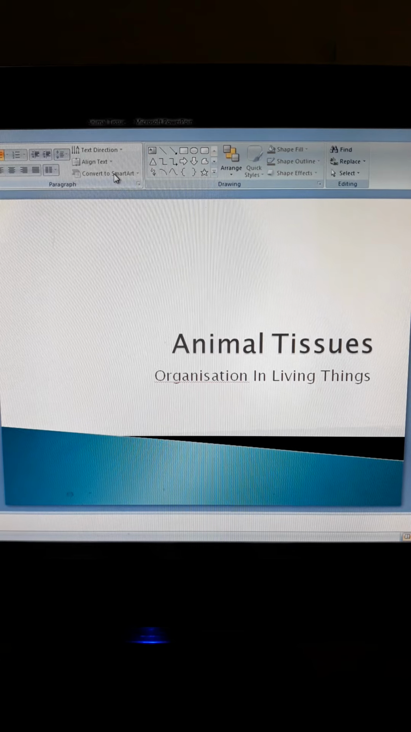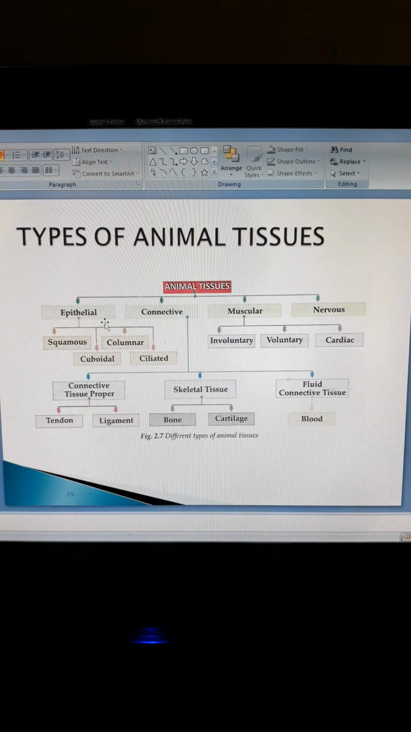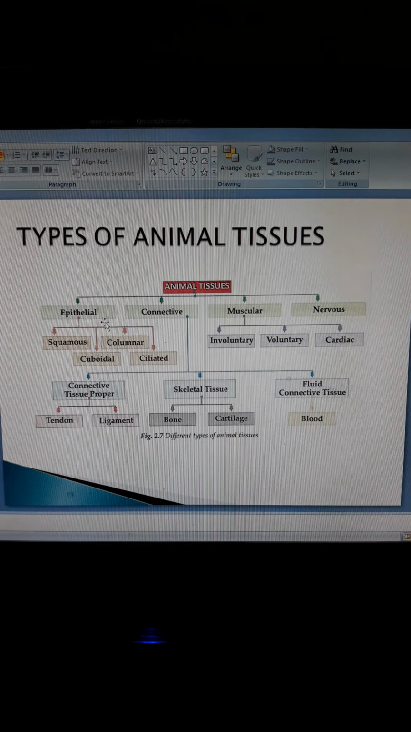Today's topic is animal tissues. Animal tissues are classified into four main types on the basis of their structure and function. As you can see in the table, we have types of animal tissues. So here first we have animal tissues are broadly classified into epithelial, connective, muscular and nervous tissues.